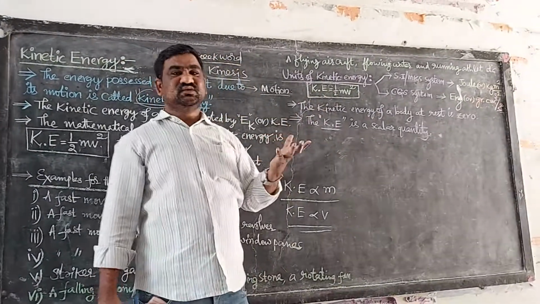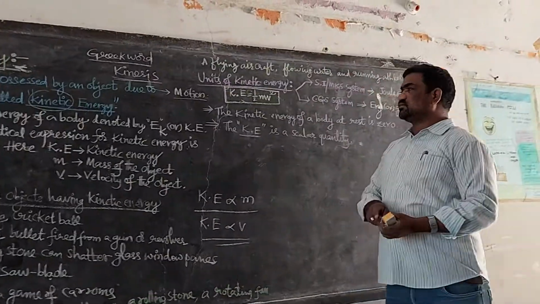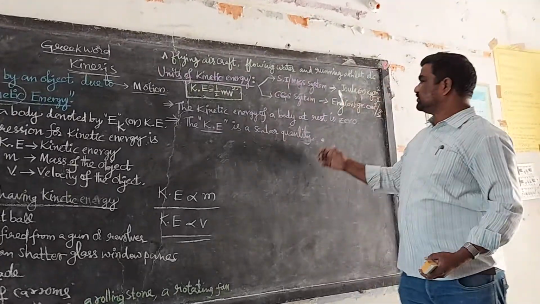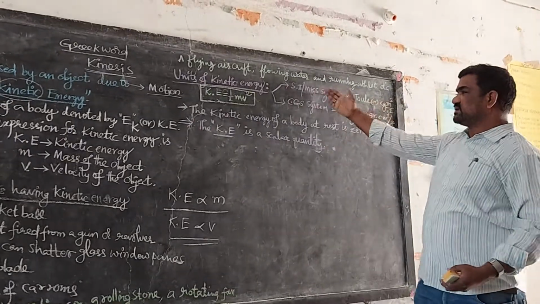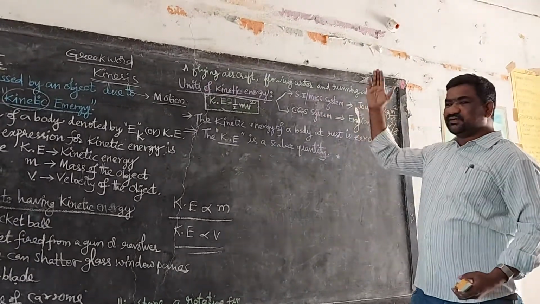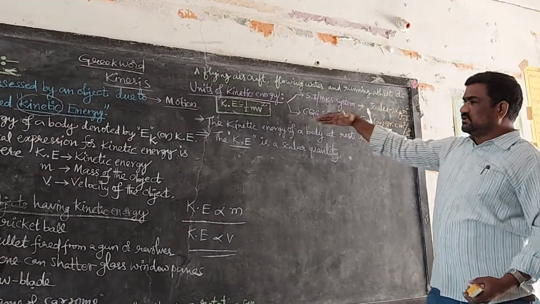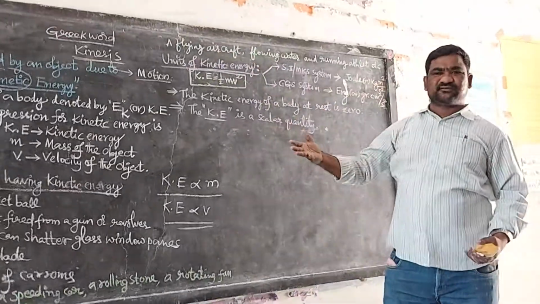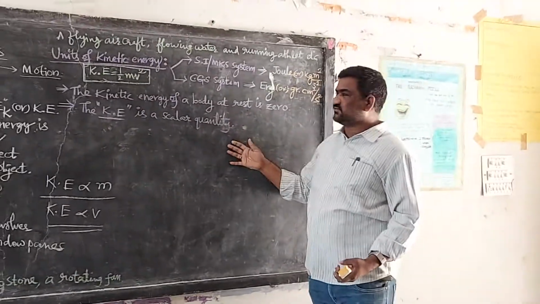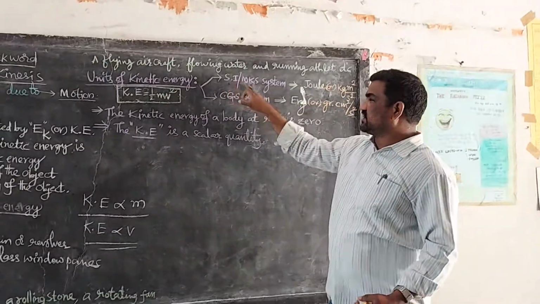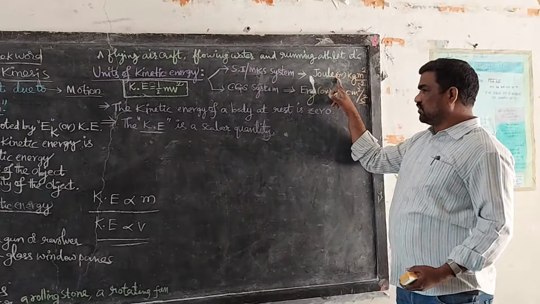So what are the units of kinetic energy? Already in our previous class we discussed the units of energy. So what are the units of energy? Yes. So the units of energy in MKS or SI system is Joule. The units of energy in CGS system is erg. So here the kinetic energy is also energy. So that's why kinetic energy is also having the same units of energy. So that's why the SI or MKS unit of kinetic energy is Joule.